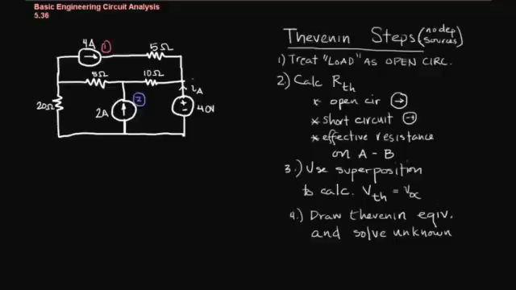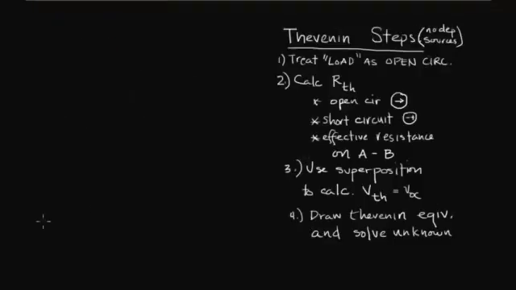Okay, let's take a look at one more example of a circuit problem involving Thevenin's theorem in which we have no dependent sources. So we'll just review our procedure here. We're going to treat the load as open, calculate our R Thevenin using these rules. Then we'll use superposition and solve for the Thevenin voltage and then solve for the unknown. Okay, so let's start by solving for the Thevenin resistance.